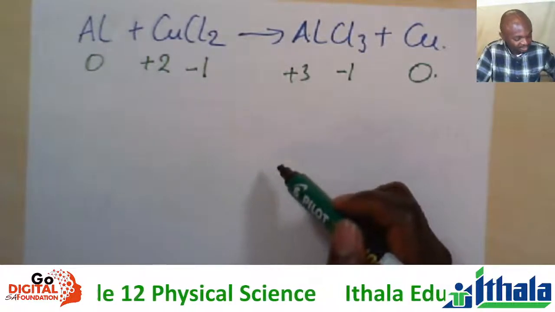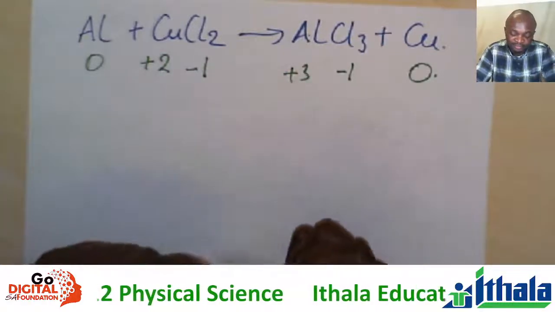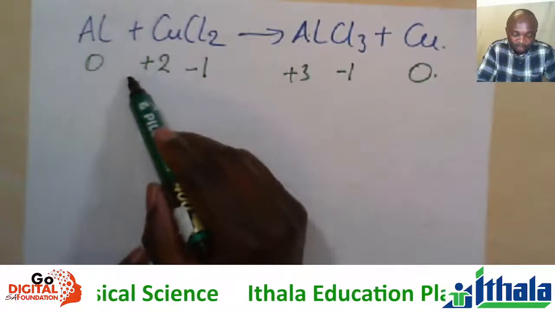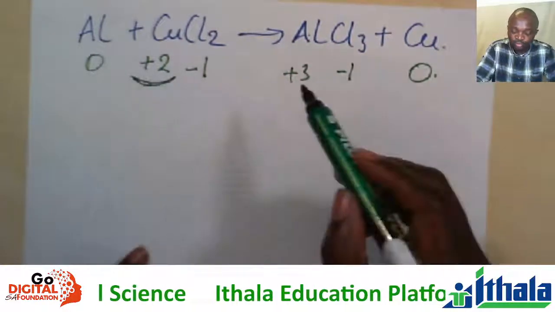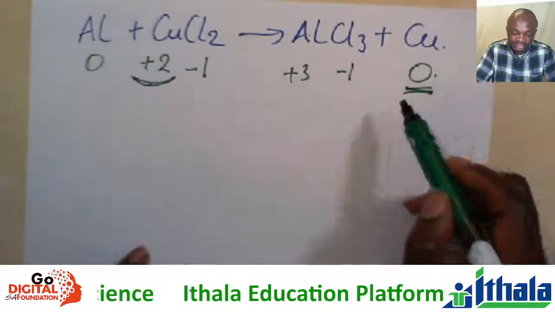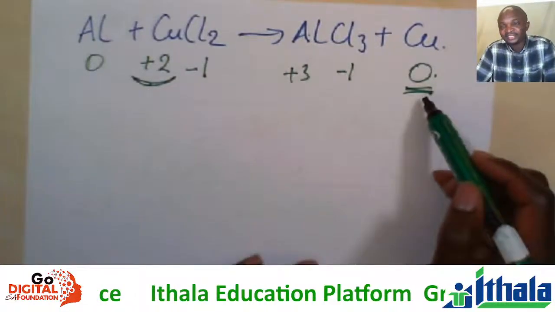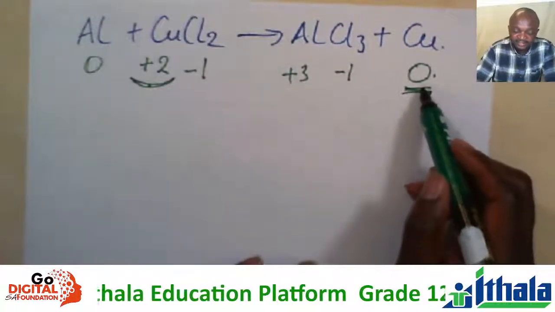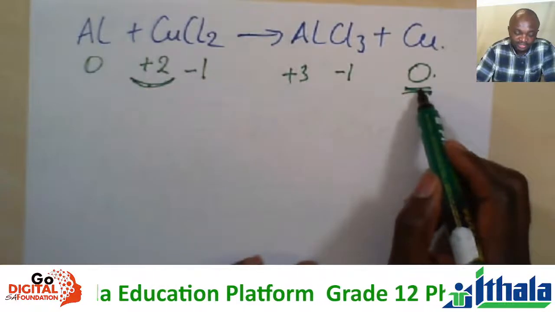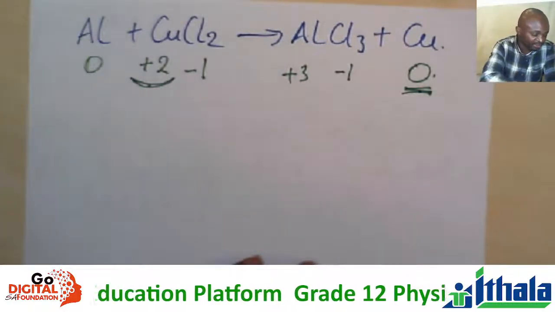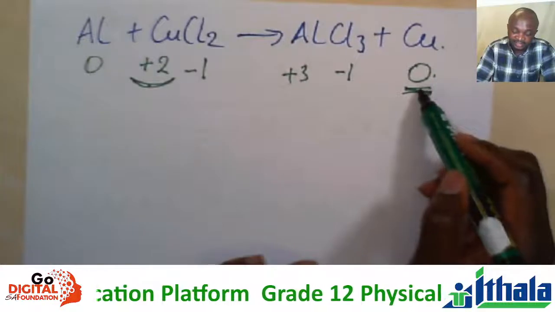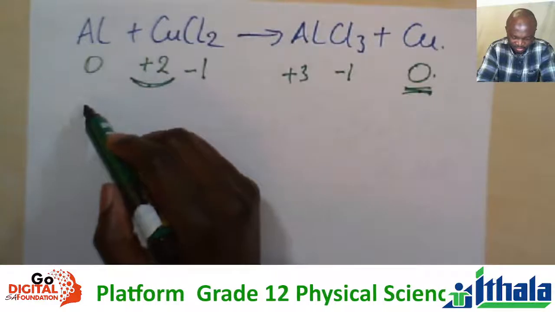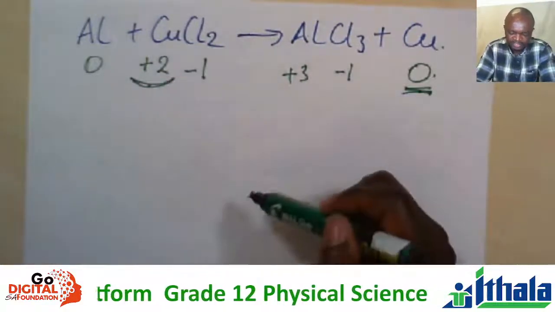That is an increase in the oxidation number. Remember the definition of oxidation in terms of oxidation number: an increase in oxidation number. Now I look at copper. Copper went from +2 to 0, so that is a decrease. From +2 to 0, that is a decrease in oxidation number. This means copper has gained electrons, because the definition of reduction says there is a decrease in oxidation number. So we find that aluminium is oxidized, copper is reduced.